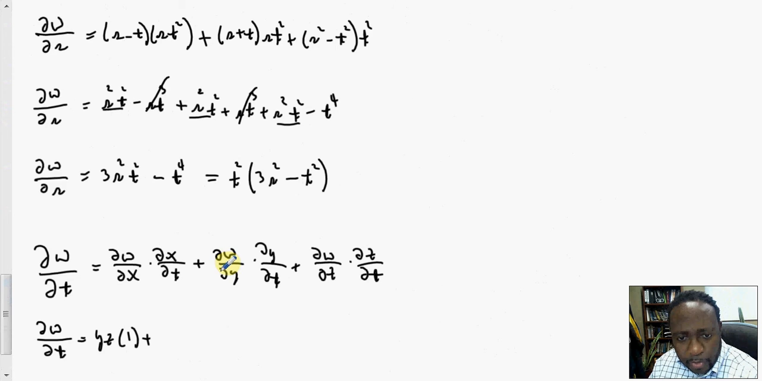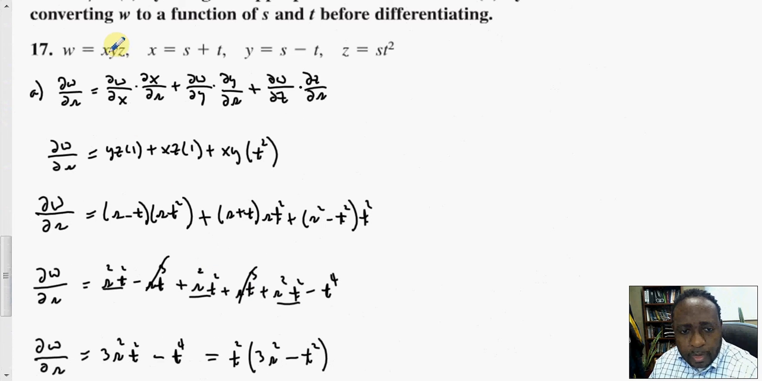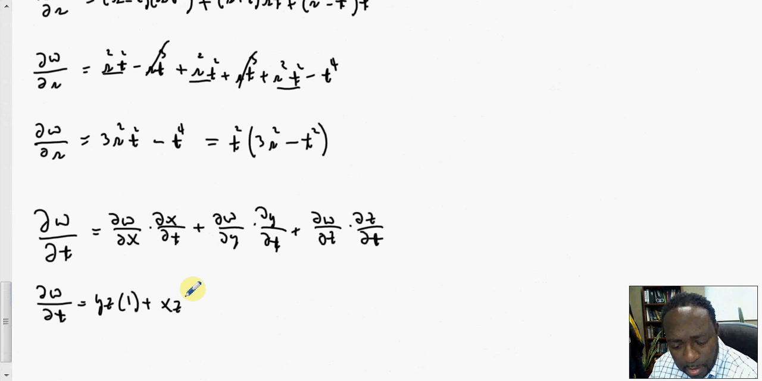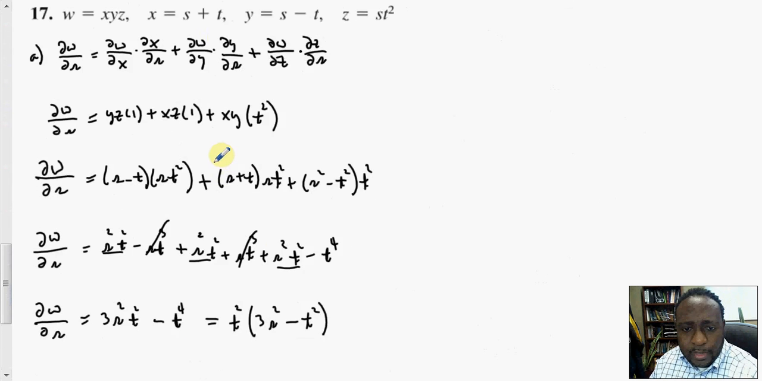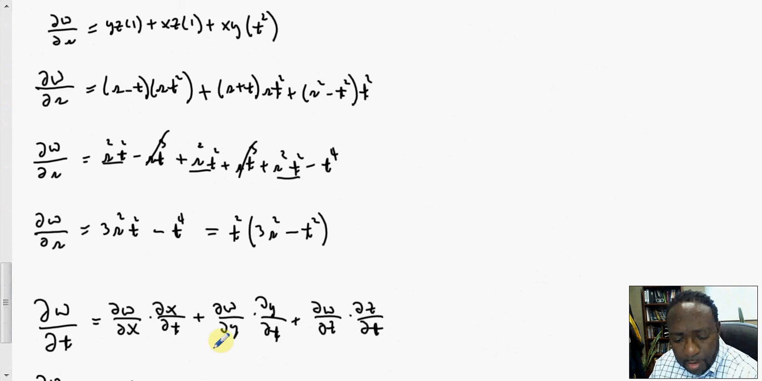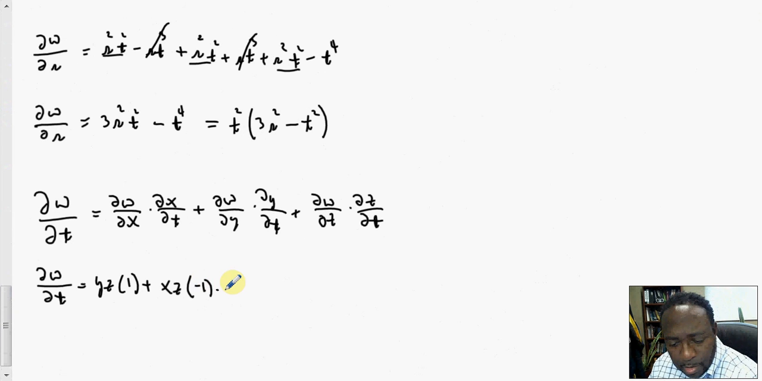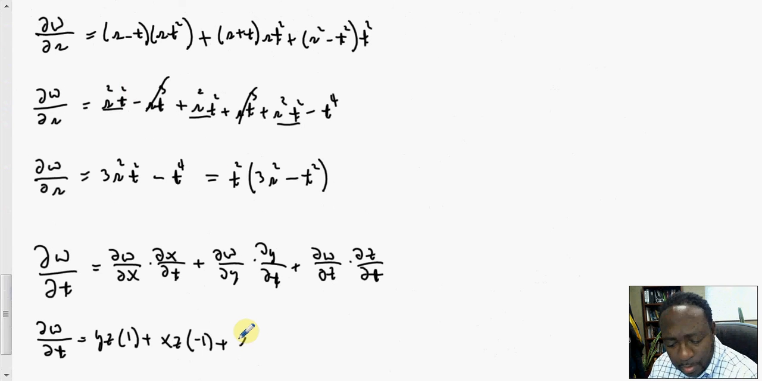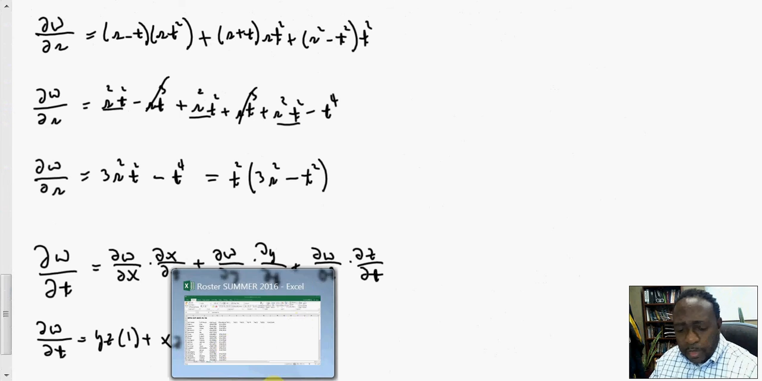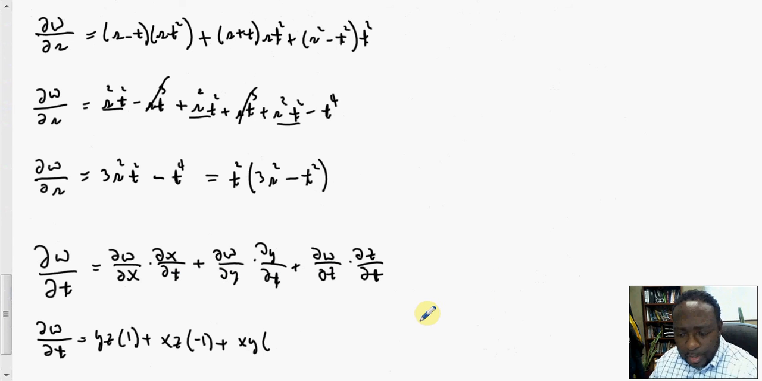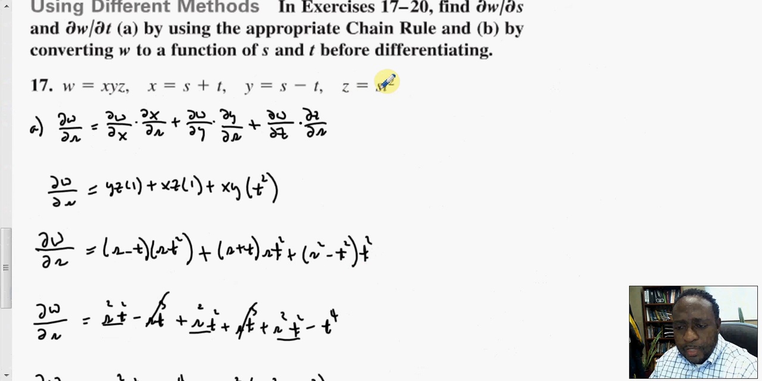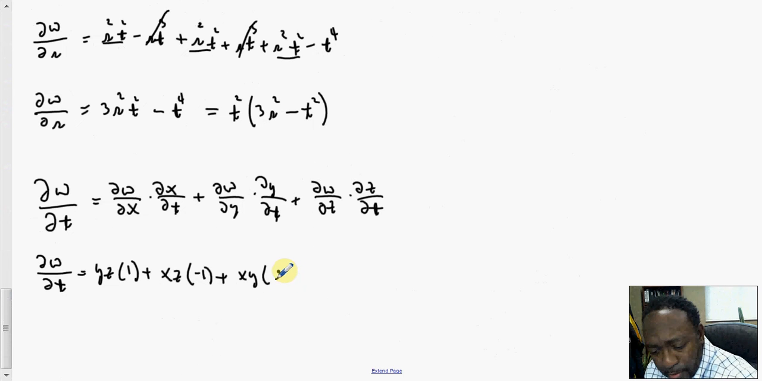Plus the partial of w with respect to y, xz, right? There it is there. Times the partial of y with respect to t, that's minus 1. Plus the partial of w with respect to z, xy, times the partial of z with respect to t, that's 2st.